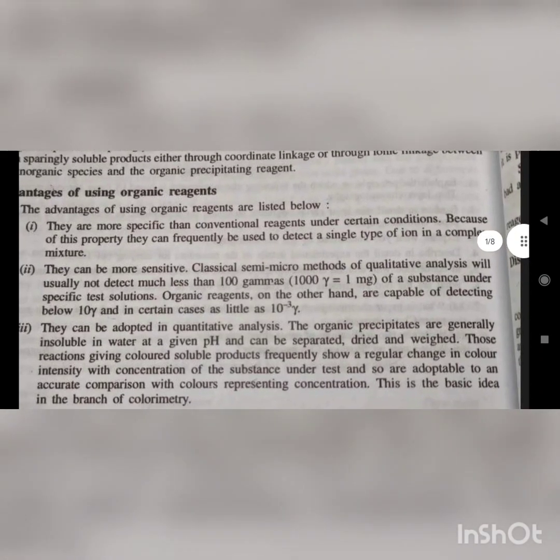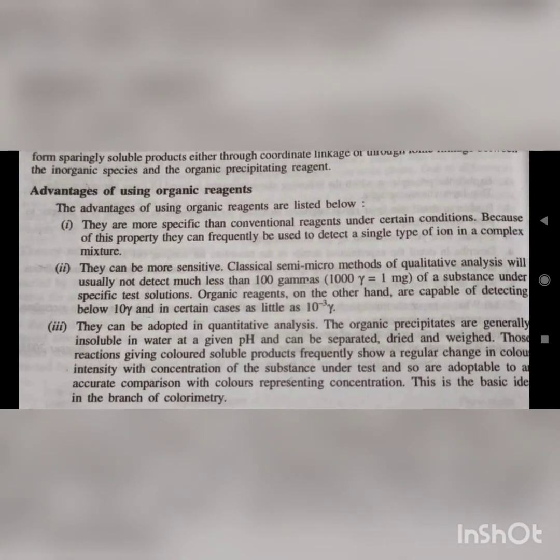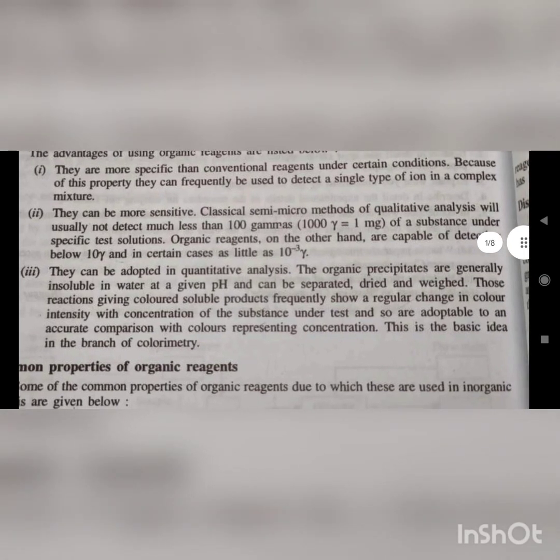Advantages of using organic reagents: they are more specific than conventional reagents under certain conditions. Because of this property, they can frequently be used to detect a single type of ion in a complex mixture. They can be more sensitive.